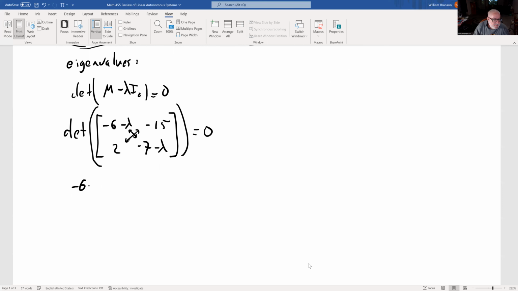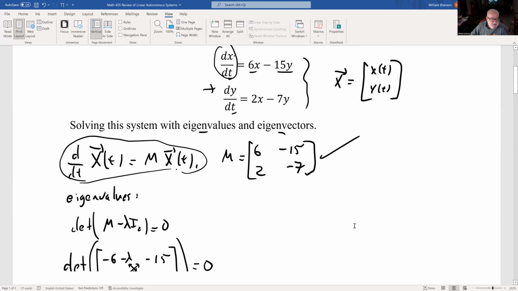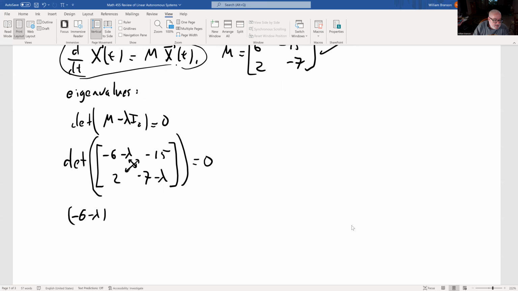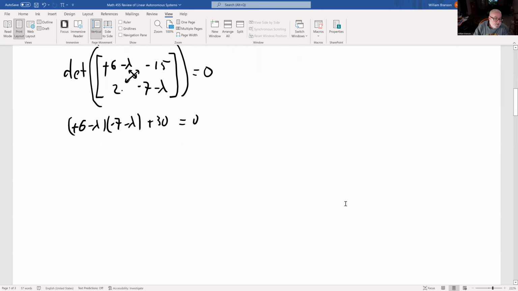So I get minus 6 minus lambda. And do I actually want a minus 6? No, I want a plus 6. It should be a plus 6, times minus 7 minus lambda plus 30 equals 0, right? Because this is a minus 30, but the determinant also is a minus. So it's minus minus 30. And if we multiply this out, we get lambda squared plus 7 lambda minus 6 lambda, which is a plus lambda, minus 42 plus 30 equals 0.